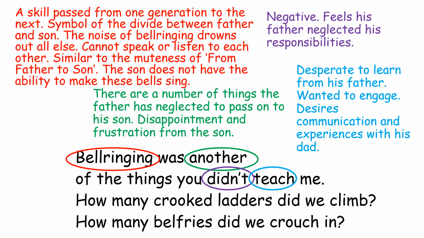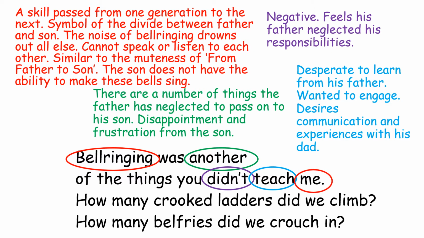When we take a look at the word teach, we show that the son in this poem is desperate to learn from his father. He wants to engage. He desires that communication. He wants the experiences of learning from his father, and yet was denied them. I think this is similar to Emyr Humphreys' poem, where both of the men desired communication, but neither of them were able to pass that divide.